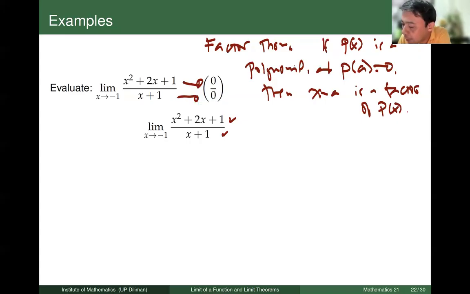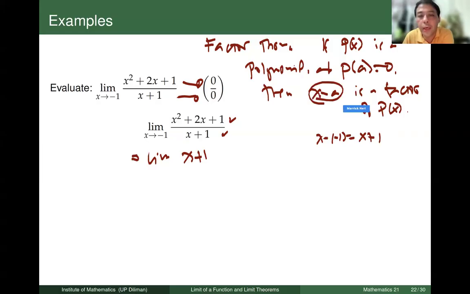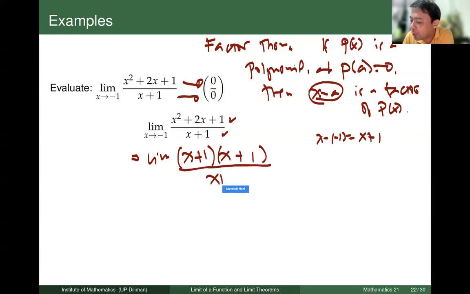say that this is the same as the limit of X minus minus 1. So what is X minus minus 1? This is equal to X plus 1, okay? This is X plus 1. So factor, X minus A. So X plus 1. And then you just need to determine ano yung other factor ng numerator mo. So X pa rin ito, 1 pa rin ito. This is in fact a perfect square trinomial. So X plus 1 over X plus 1. And then denominator is X plus 1.